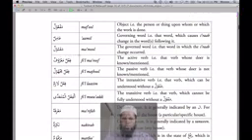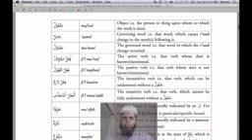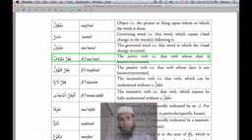Fi'lun ma'rufun, the active verb whose doer is known or mentioned. It's also known as ma'ruf. We've learned this previously. If we say, and again, same example, daraba zaidun amran, Zaid hit Amr. So we know that the doer of the action is known, in this case Zaid.